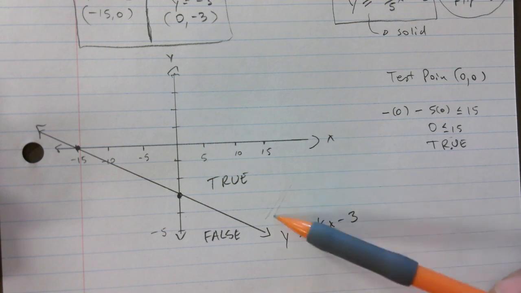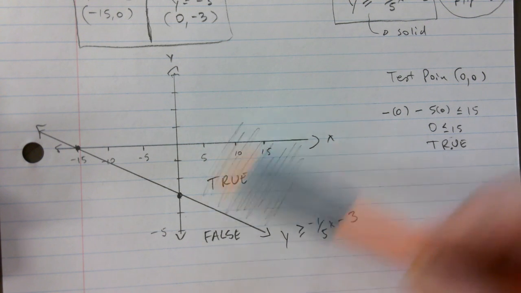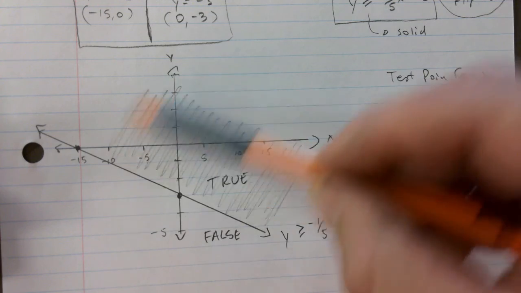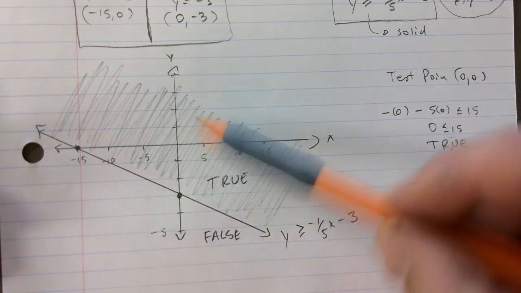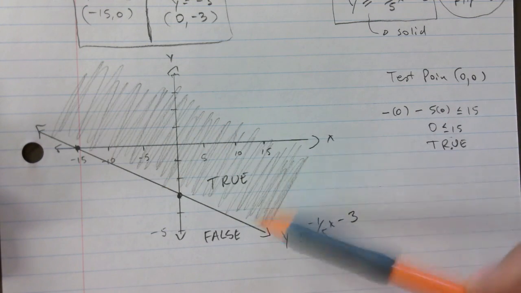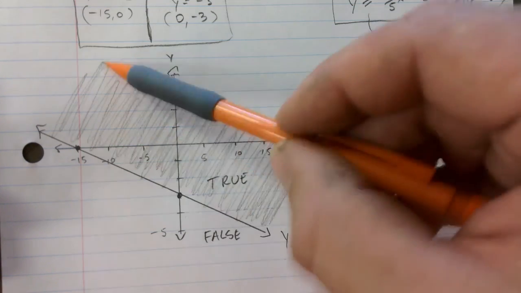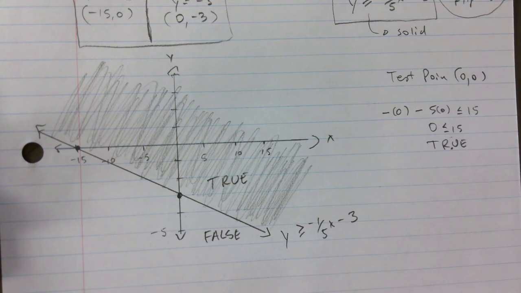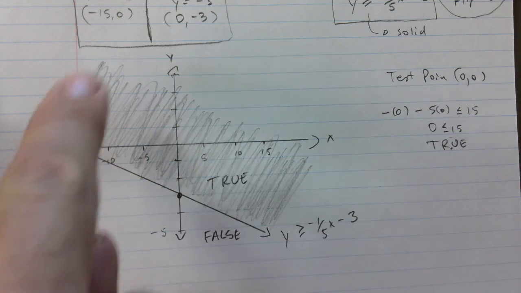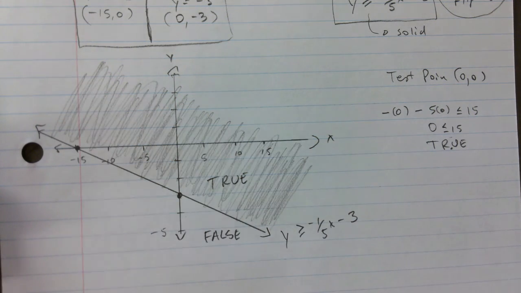So we're gonna shade. If you don't shade, it's not an inequality. You actually are just thinking it's a linear equation. You need to shade. So basically what you're saying is all the points here are gonna satisfy that inequality and make it true. Okay?